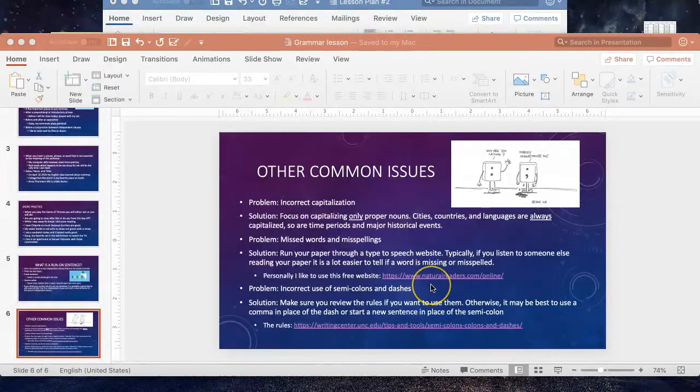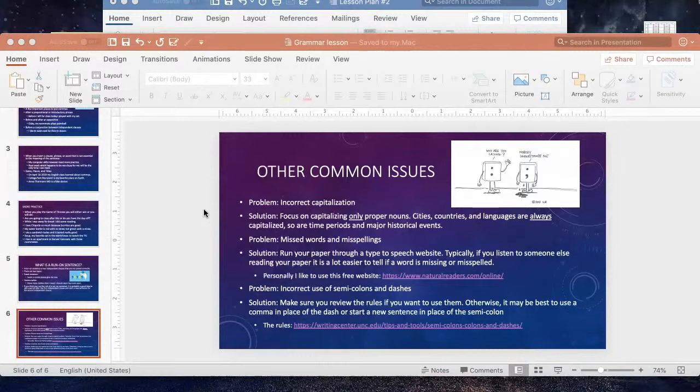And I also went over their incorrect uses of semicolons and dashes. I wanted to emphasize that they can use other schools' writing center resources. This is from UNC, and this was a really great website to help me use semicolons and dashes, because a lot of the time it's very, very difficult to understand when to put in a semicolon or when to put in a dash.